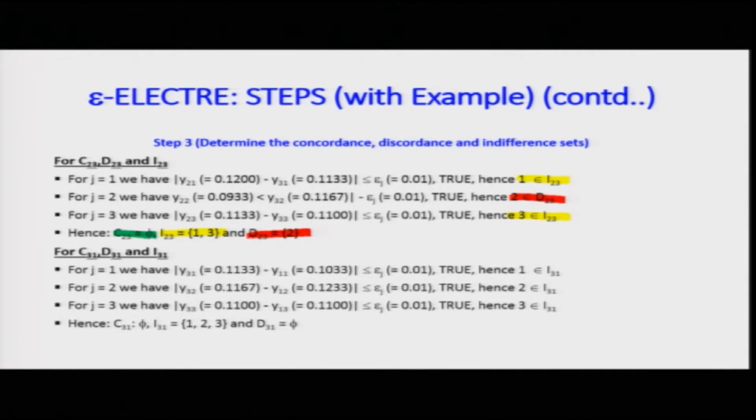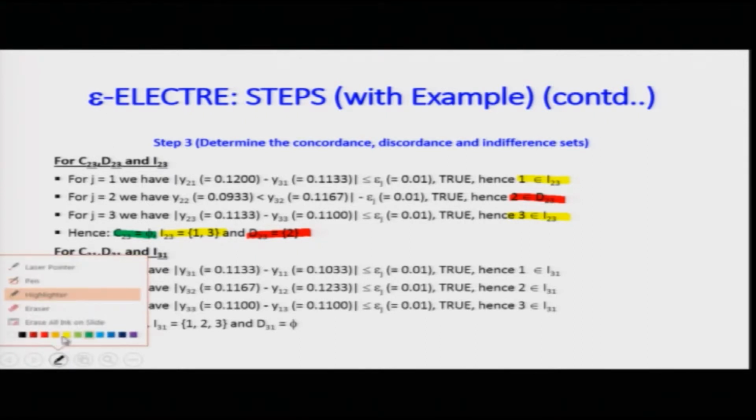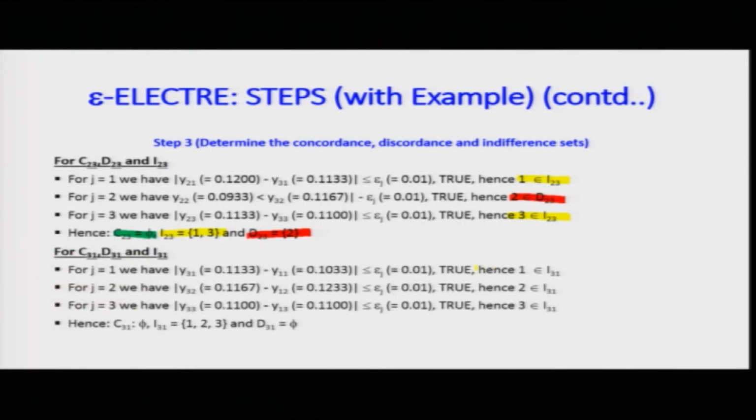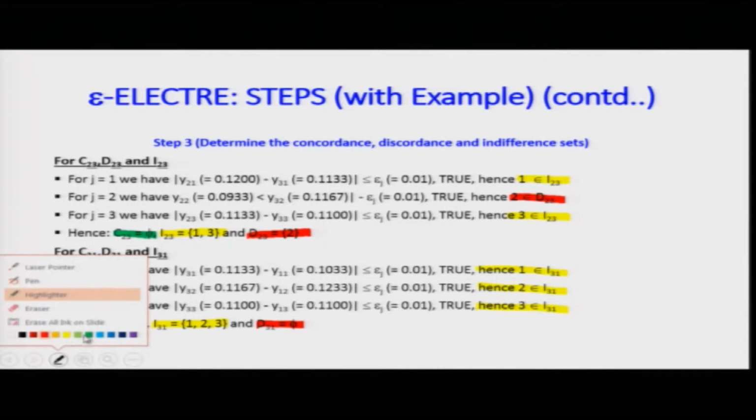When I go to the 3,1 cell, we have to consider the concordance, discordance and the indifferent sets as C31, D31, I31. So, if we consider again j is equal to 1, 2, 3, the 3 criteria, it can be more than that also. Corresponding to that, we have 1, 2, 3 all falling in the indifferent set. So, obviously, they would be yellow. The indifference set has all the elements 1, 2, 3.